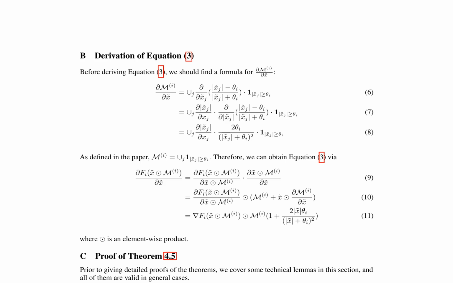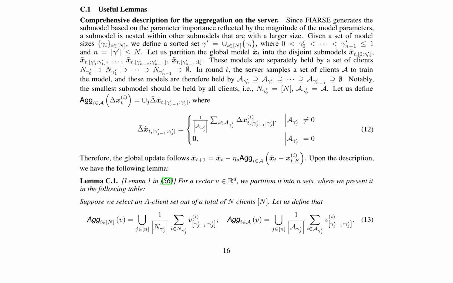The proposed approach, FIARSE, eliminates the need for a public dataset and explores the correlation between model parameters' importance levels and their values. Equation 3 is derived, involving the partial derivative of the model output with respect to the input, and Theorem 4.5 is proven, providing a theoretical foundation for the proposed approach. The aggregation process is defined as the weighted sum of local updates from selected clients, and the lemma shows that the global update follows a specific form.